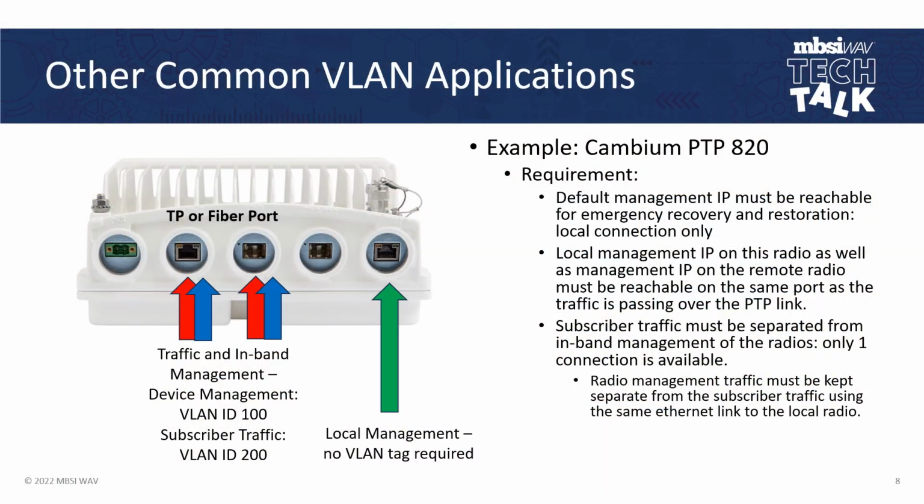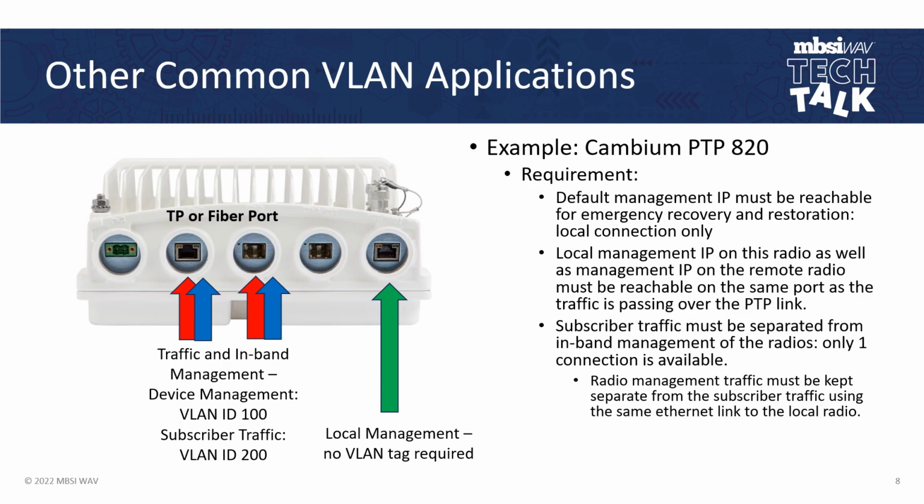So, other common VLAN applications. I've used an example of a Cambium PTP820. The requirement is that the default management IP has got to be reachable for emergency recovery and restoration, but a local connection only. The local management IP on this radio, as well as the management IP on the remote radio, has to be reachable on the same port as the traffic passing over the point-to-point link. But I don't want that traffic to mix.